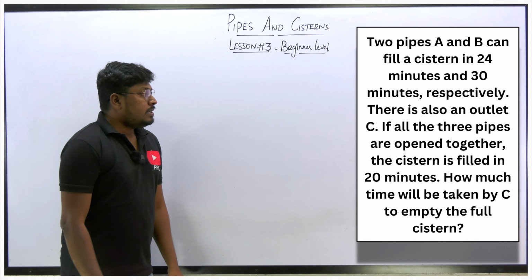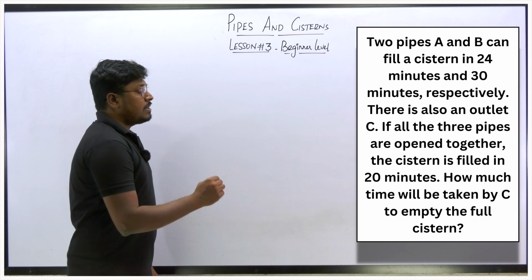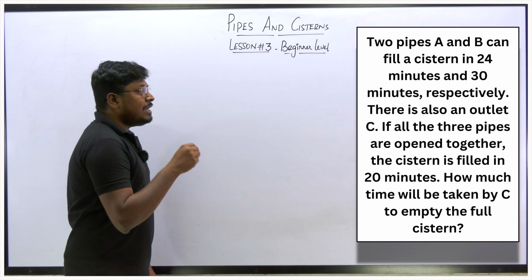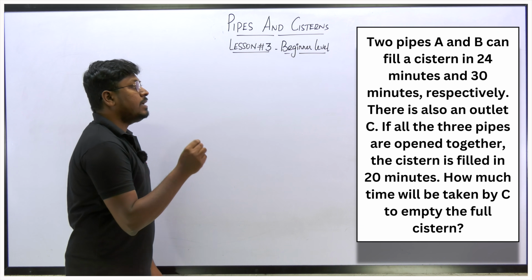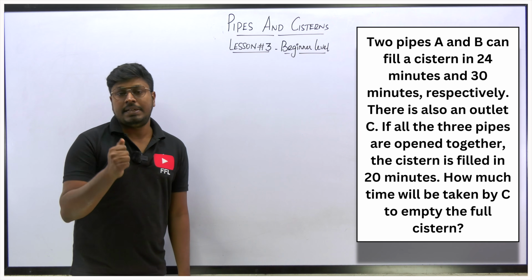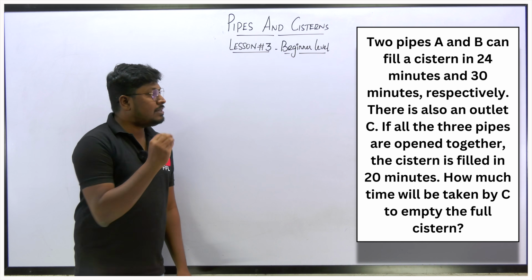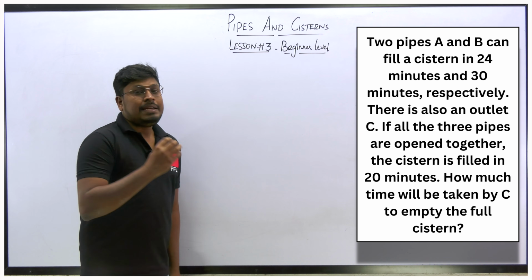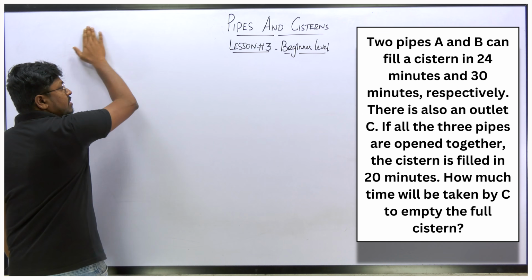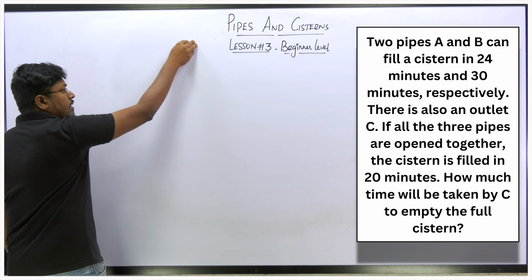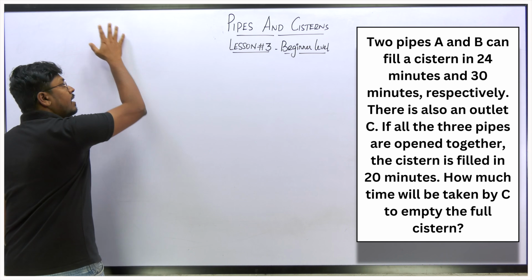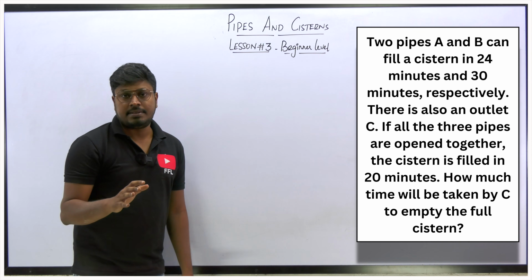Question number 3. Two pipes A and B can fill a cistern in 24 minutes and 30 minutes respectively. If all the three pipes are opened, the cistern is filled in 20 minutes. How much time will it take tap C to empty the filled cistern? So listen here, just now I told you that in some cases there is an equation where question is equal to answer. If in the question some value is missing, you put that value as x, and when you solve the equation, you will get the answer.